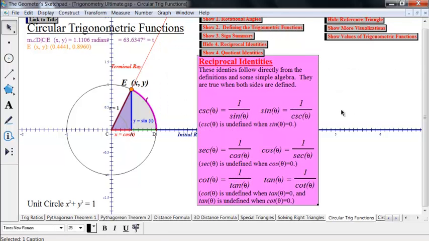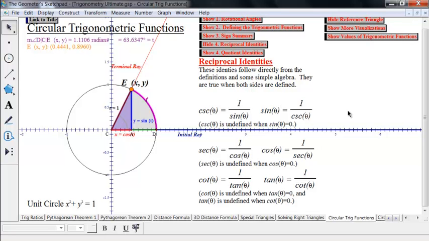Okay, so we have some basic reciprocal identities there. Cosecant of an angle theta is 1 over sine of the same angle, and sine of theta is 1 over cosecant of theta. Secant of theta is 1 over cosine of theta, cosine of theta is 1 over secant theta, cotangent of theta is 1 over tangent theta, and tangent theta is 1 over cotangent of theta. As long as both sides of the equations are defined, and there are some problems here. If sine is 0, cosecant is undefined. And so both sides would be undefined when sine is 0.